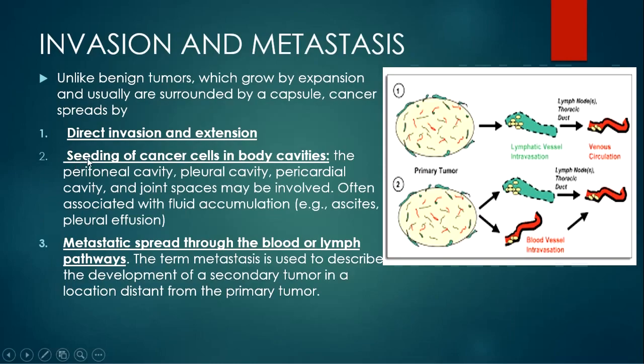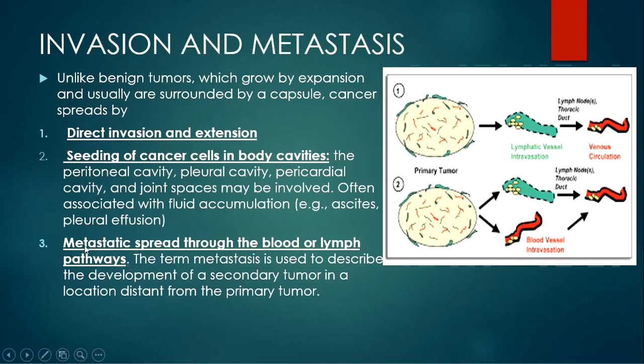Number two, they can have seeding of cancer cells into body cavities, in which the cancer cells are shed into some of the body cavities like the peritoneal cavity, the pleural cavity, the pericardial cavity, and the joint spaces may also be involved. And this cancer seeding can also be associated with fluid accumulation in these cavities. For example, ascites, which is a fluid accumulation in the peritoneal cavity, while pleural effusion is a fluid accumulation in the pleural cavity. And lastly, metastatic spread can happen through the blood or the lymph pathways.